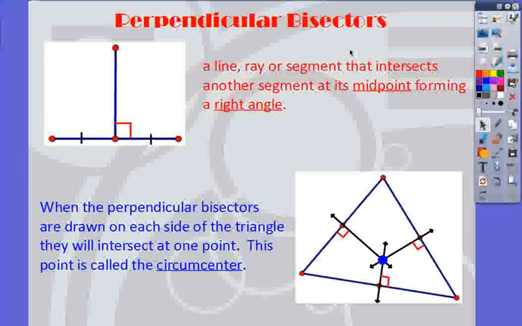Perpendicular bisectors. A perpendicular bisector is a line, ray, or segment that intersects another segment at its midpoint, forming a right angle. Here's an example of a perpendicular bisector. This segment is bisecting this segment, and it's forming a right angle. This is the midpoint. When the perpendicular bisectors are drawn on each side of the triangle, they will intersect at one point. This is the point of concurrency, and for perpendicular bisectors, we call this the circumcenter.